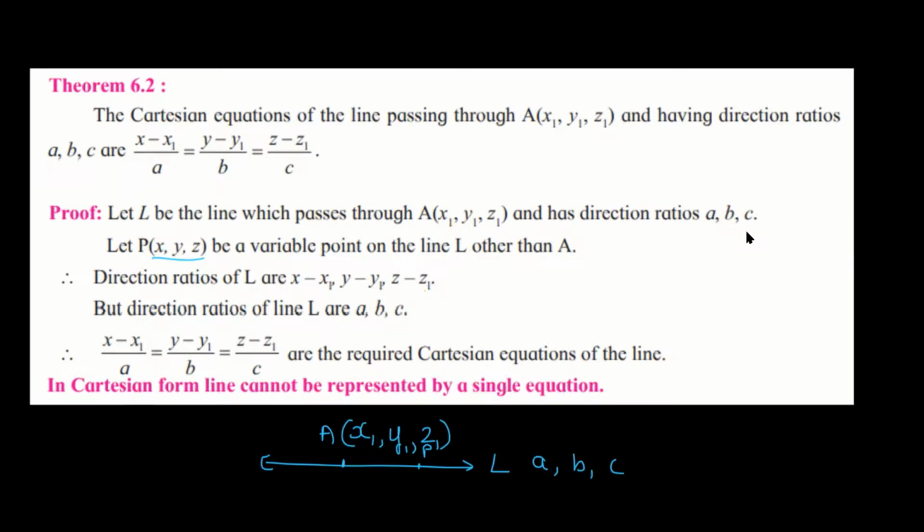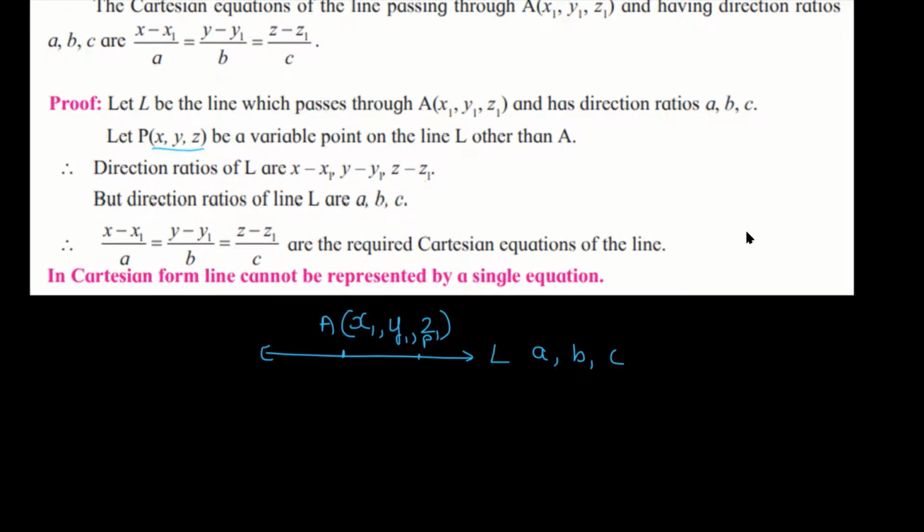So putting both these particular direction ratios together, we can have the equation of the line written as (x minus x1) upon a is equal to (y minus y1) upon b is equal to (z minus z1) upon c. These are the required Cartesian equations of a line.